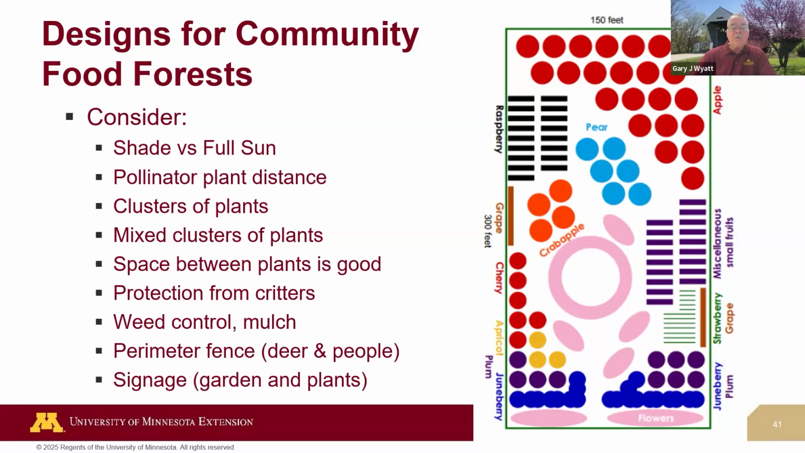Pollinator distance for pollinating these plants. Some of the shrubs or trees need to have a pollinator, need a different species and so forth. Cluster of plants, mixed cluster of plants, spacing between plants is good. Probably more than really close in, because you want people to walk around the plants and obviously give air movement for disease control and so forth.